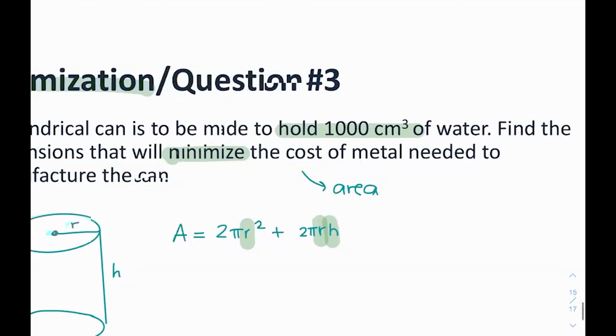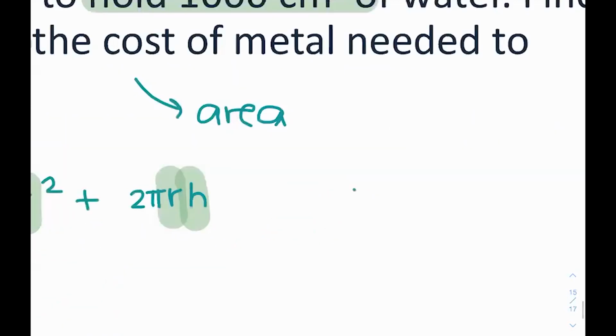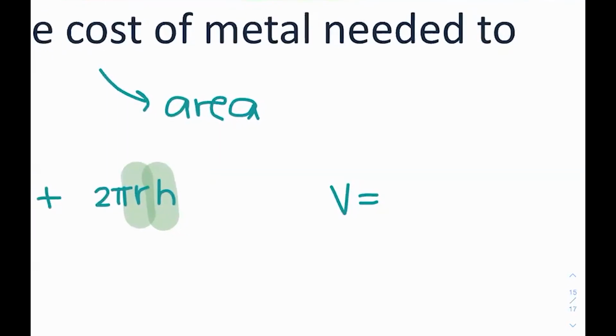I'm going to go off to the side and write a different formula. I know that the volume of a cylinder is the area of the base, so pi r squared, times the height: pi r squared h. Again, don't focus too much on these geometry formulas. You can create a formula sheet for yourself. So volume is equal to pi r squared h. I also know what the volume is, and I know that volume is never going to change. The volume has to be 1,000 cubic centimeters.